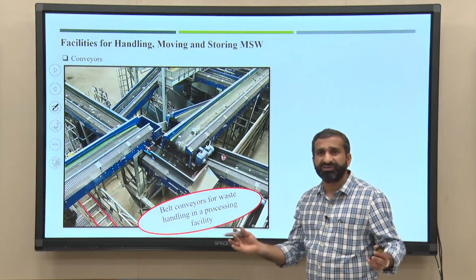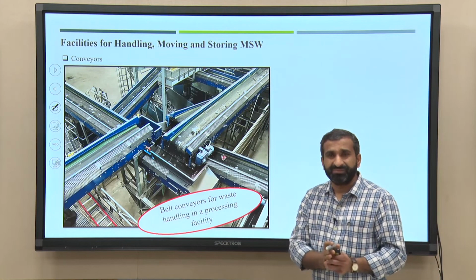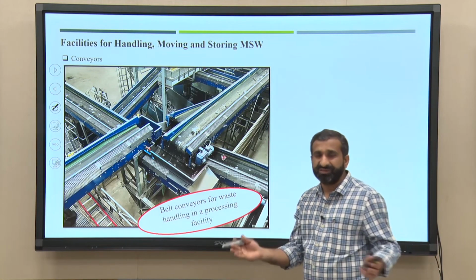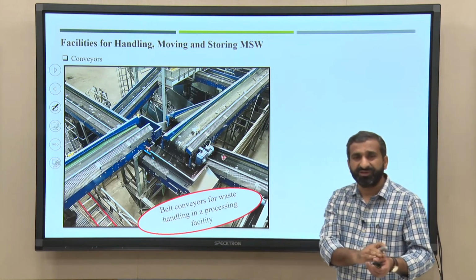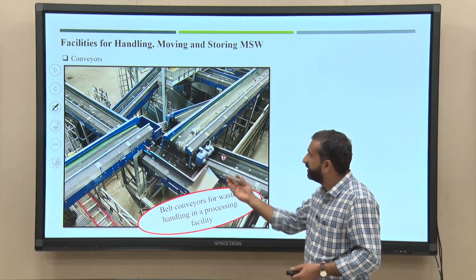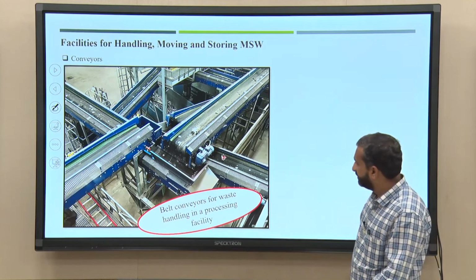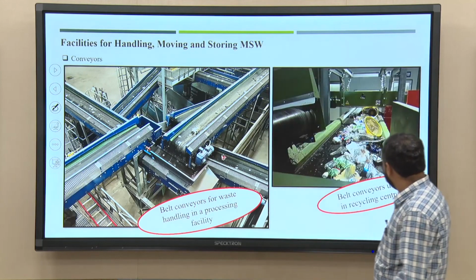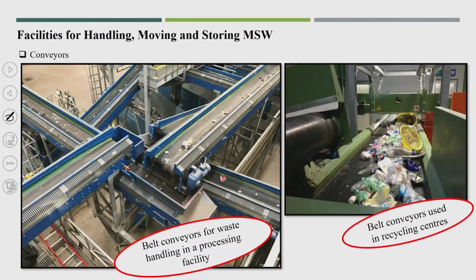All these unit operations will be together. So, the transportation of the waste from one unit to another with the help of conveyor belts is more beneficial. This is the belt conveyor used in the recycling center.